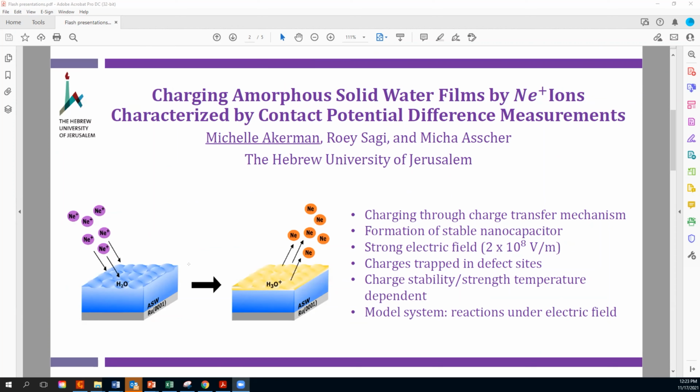The charging leads to the development of a stable nanocapacitor, which follows parallel plate capacitor physics and generates strong electric fields within the film. The charges themselves are trapped in defect sites slightly below the film surface. The charge stability and strength are highly temperature dependent, and we plan to use this model system in order to study chemical reactions under the influence of electric fields.